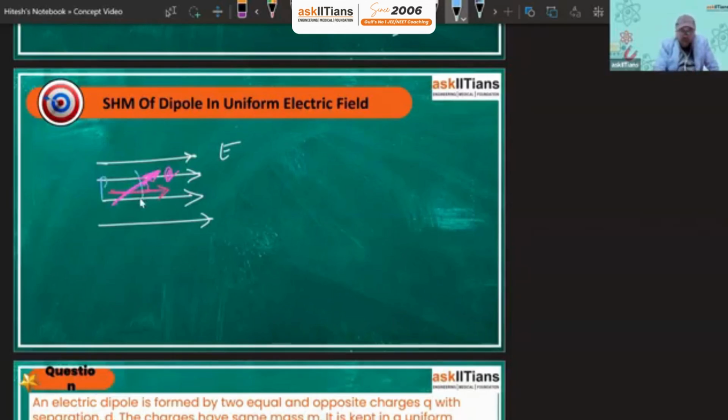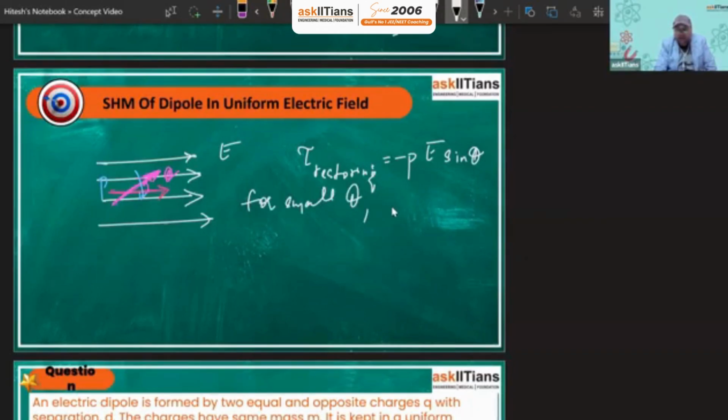It will experience a restoring torque. So that tau restoring should be equal to PE sine theta, right? And that should have a negative sign because theta is in this direction and torque is in the opposite direction, right? And for small theta, small displacement, we know that sine theta becomes equal to theta.